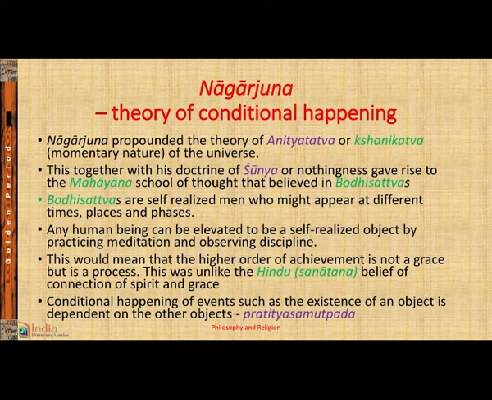So conditional happening of events, as the existence of an object is dependent on the other objects. So all the objects around you, they are dependent on the existence of other objects. So this is called pratityasamutpada.